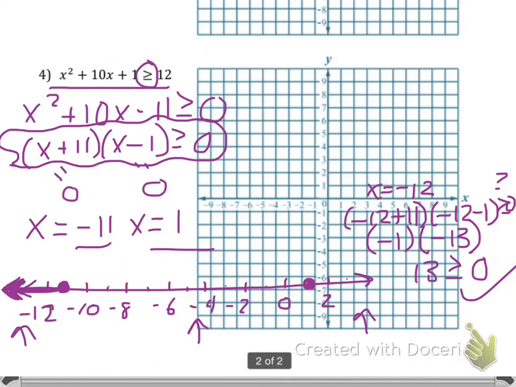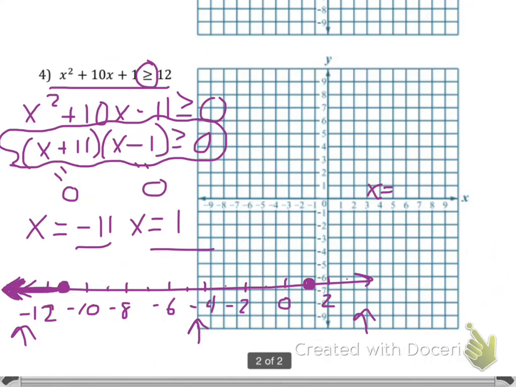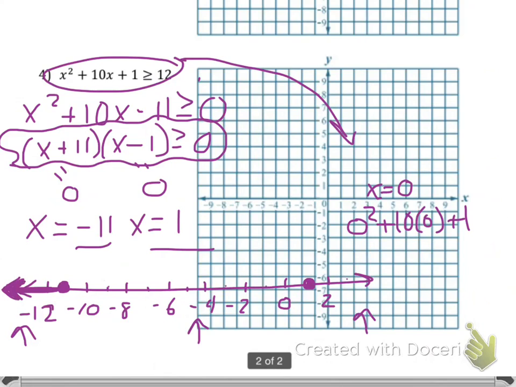And then let's pick a number in between. I always love picking 0 because 0 is so easy to deal with. And I'm actually going to plug 0 into my original equation, because if I plug in 0, I'm going to get rid of two of the terms right away. I've got 0 squared plus 10 times 0 plus 1 is greater than or equal to 12. So I've got 1 greater than or equal to 12. That's bad. That doesn't work. That means those numbers are not solutions.